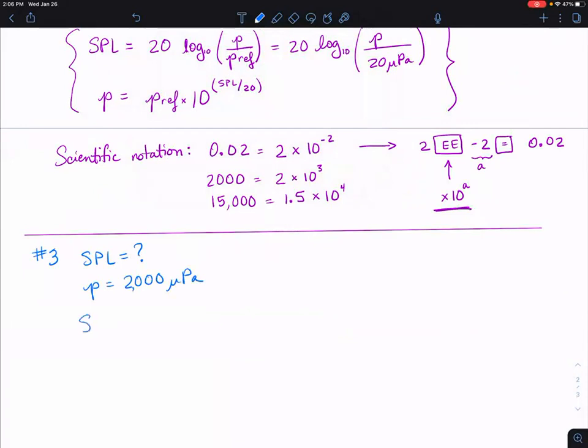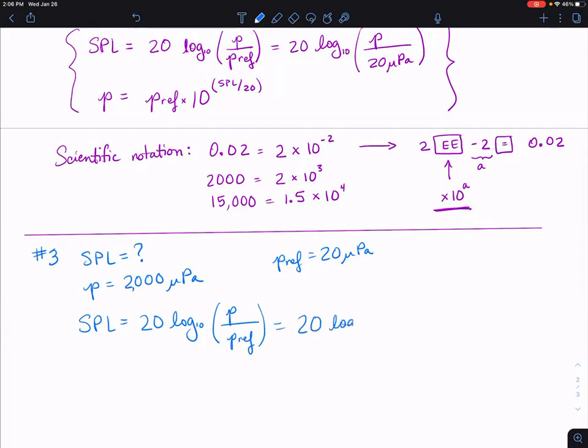Okay, so we have our equation. Sound pressure level is 20 log 10 P divided by P ref, but P ref for sound in air is always going to be 20 micropascals. Okay, so I would put 20 micropascals down here. I'll write it as P ref first, then put in the numbers. Okay, so if I plug in the pressure now, that's 2,000 micropascals divided by 20 micropascals. Okay. And now the question is, how do you do this on your calculator?